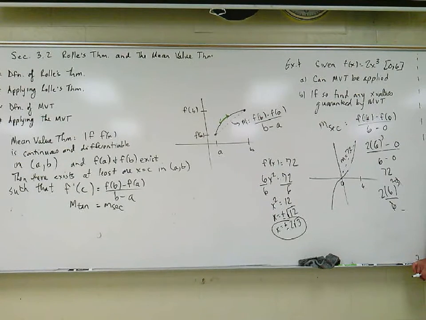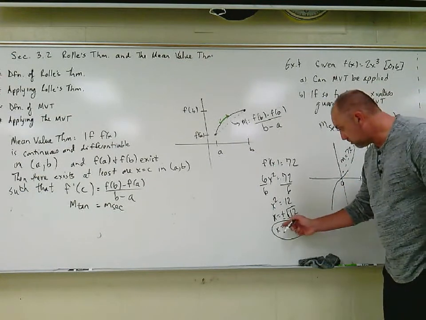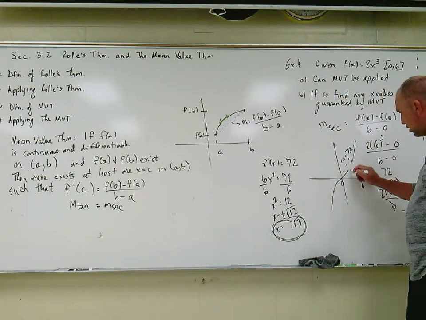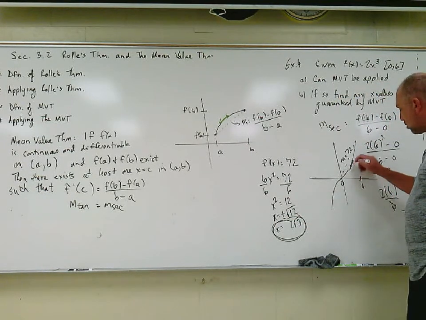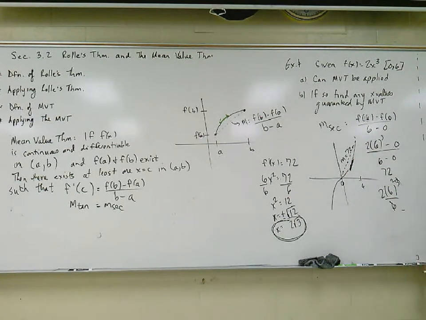Again, this would be a mistake. What's the only answer I keep? Remember, I'm looking between 0 and 6, so I keep the positive one. And that's the answer. So at 2 square root of 3, wherever that is, the slope of that tangent is the same as the slope of this secant. And that's the mean value thing.